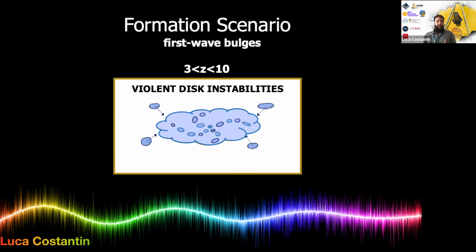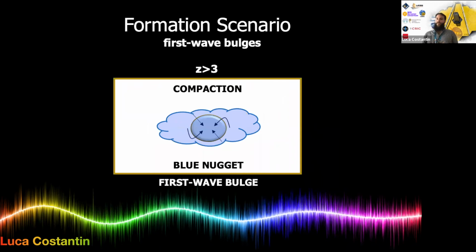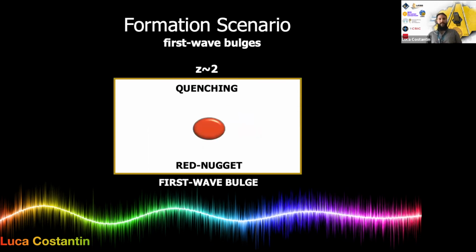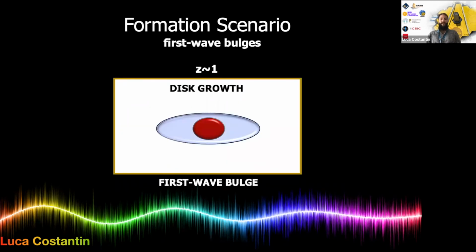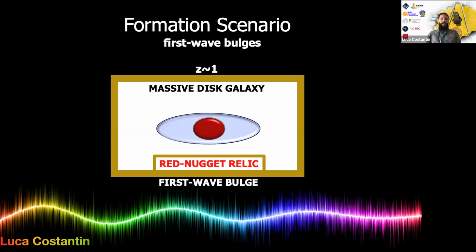Thus, we propose that first wave bulges form due to violent disk instabilities, which cause a compaction event at very high redshift, the same event that is probably responsible for shaping the population of blue nuggets. Then they rapidly quench on a timescale of 100 megayears, resembling the red nugget population, which is commonly observed at redshift 2. But they acquire a stellar disk later on, around redshift 1, and reside in the center of massive disk galaxies as a relic of their red nugget phase.